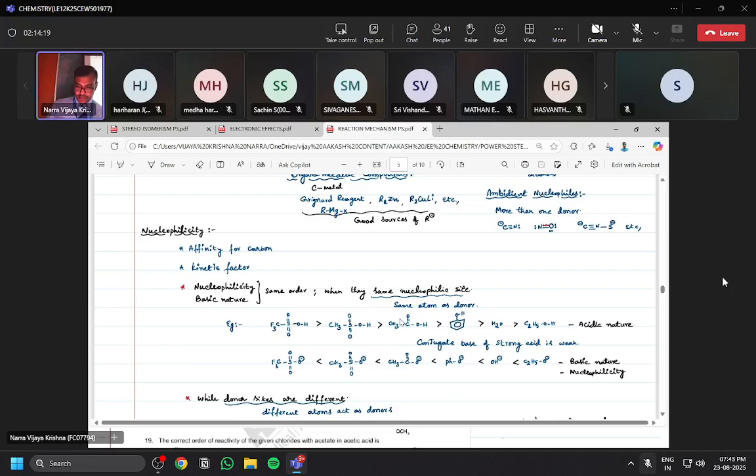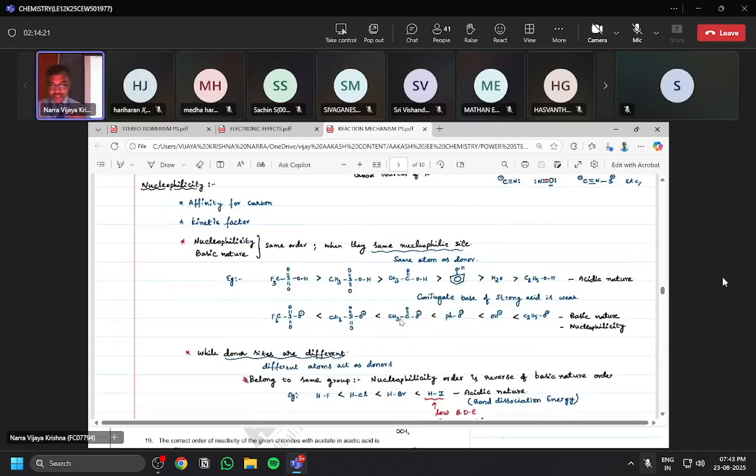Just a moment. See this. When they have the same nucleophilic site, means the same atom as donor, observe this example. In all these cases, O minus is the donor. Then basic nature order and nucleophilicity order are the same. C2H5O minus is more nucleophilic than OH minus. Same example they have here. Response, sir.